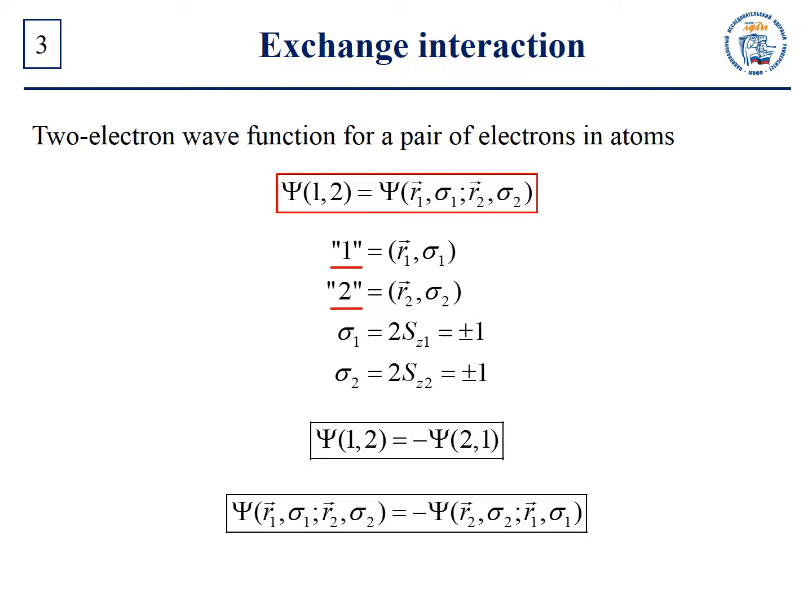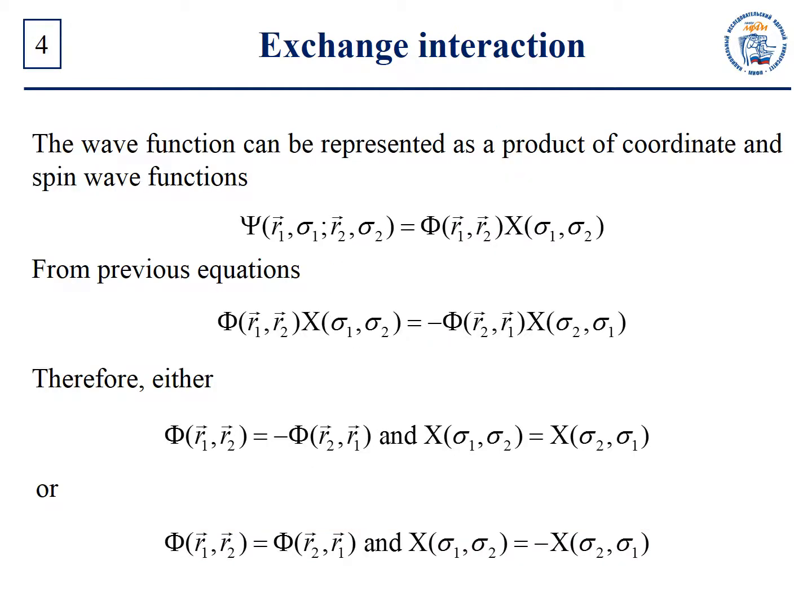Since every electron has a half-integer spin, the electrons obey the Fermi-Dirac statistics, and the many-electron wave function changes sign upon permutation of any two electrons. In our case, we have the following relationship. In the absence of spin-orbit interaction, the wave function can be represented as a product of coordinate and spin wave functions.